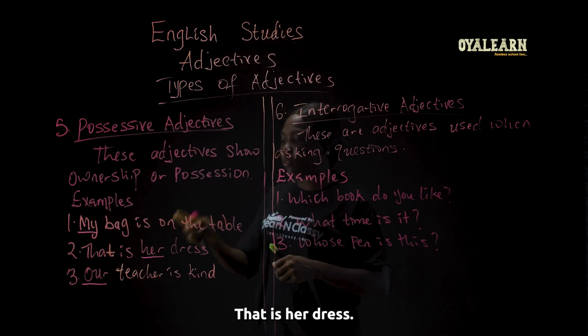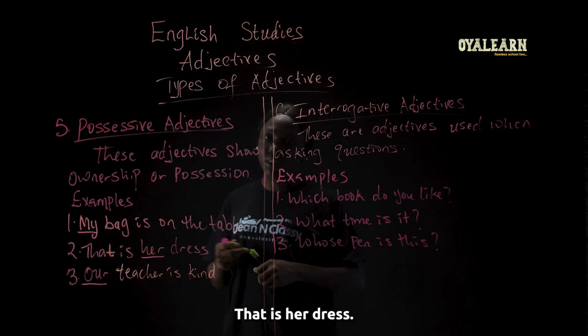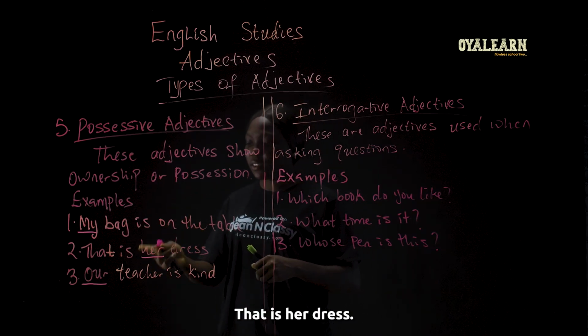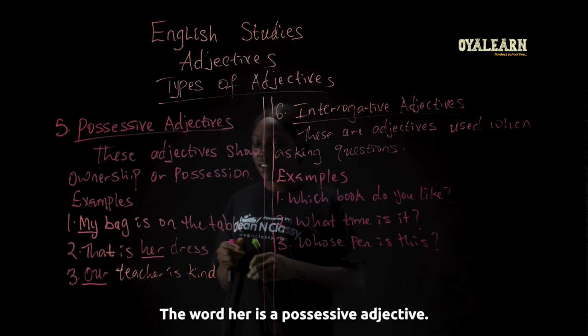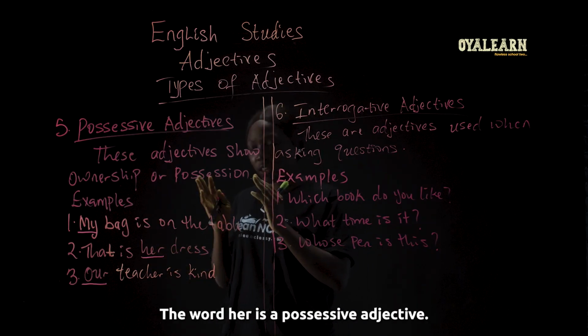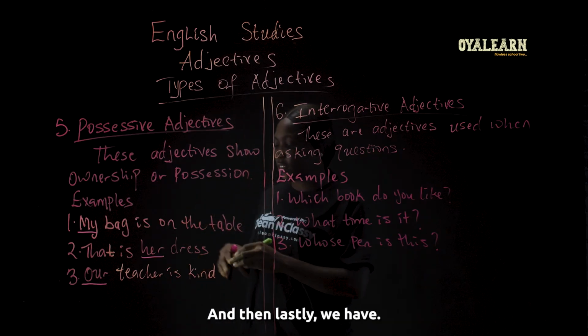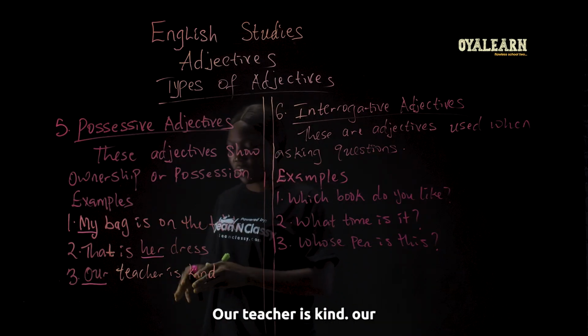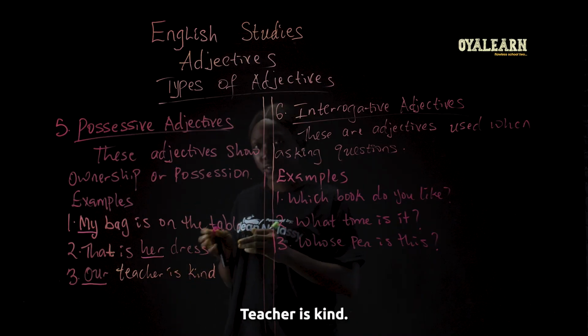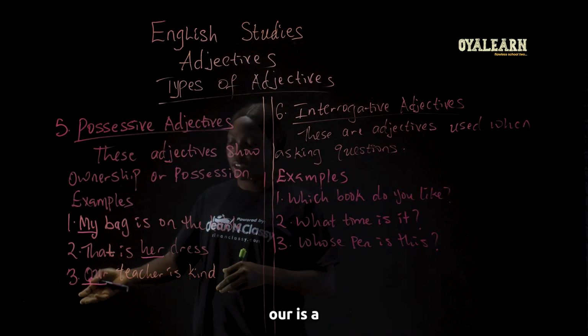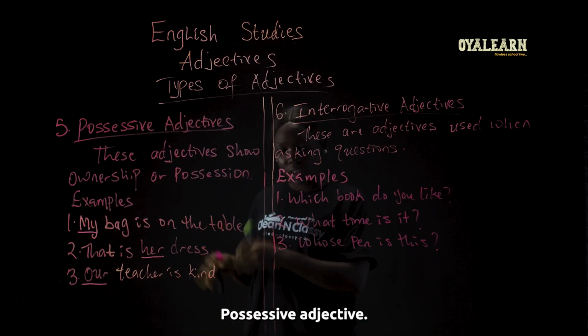Sentence 2, that is her dress. The word her is a possessive adjective. And then lastly, we have our teacher is kind. Our is a possessive adjective.